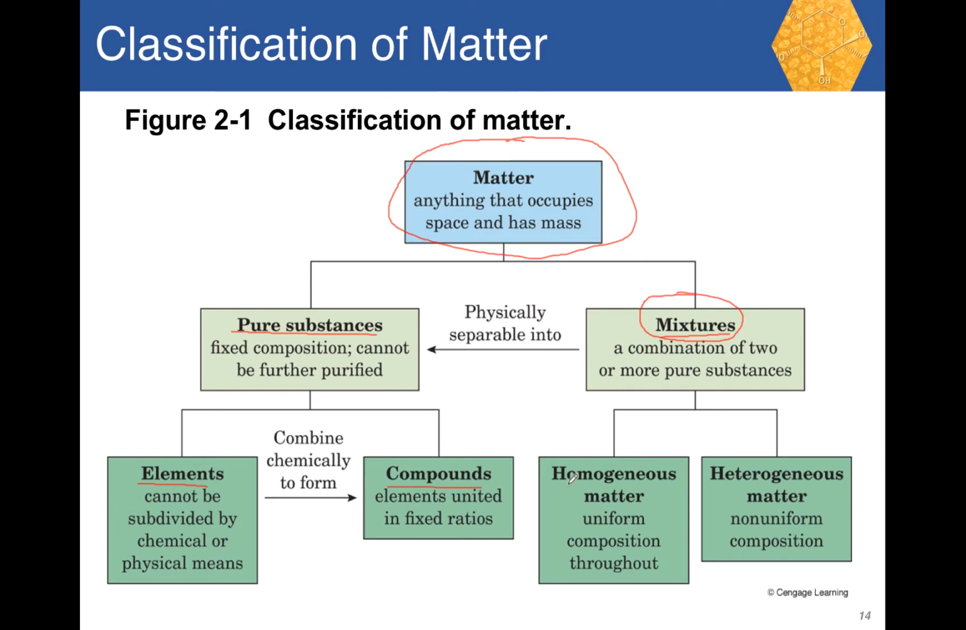And a mixture can be homogeneous, uniform composition, or heterogeneous, non-uniform composition. So you should be able to look around your environment, or when you go to the chemistry lab, look at that environment, and any matter that you see, you should be able to classify it as one of these.